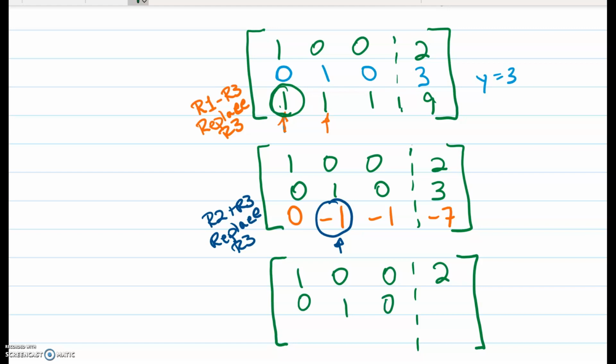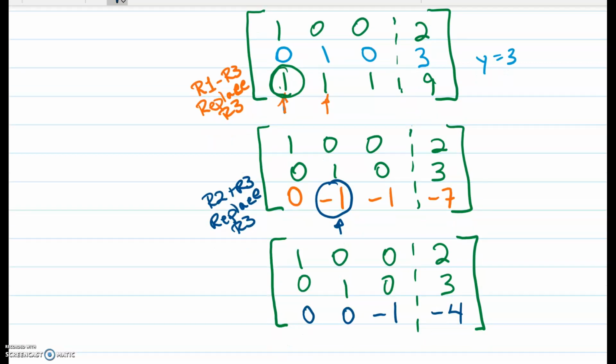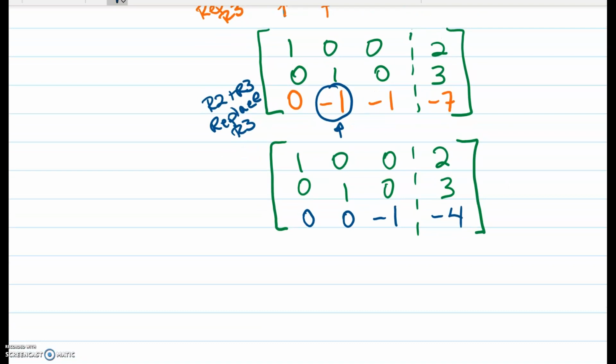These stay the same. And when I add those two together, 0 plus 0 is 0. 1 plus negative 1 is 0. 0 plus negative 1 is negative 1. And 3 plus negative 7 is negative 4. And now we just have one more step. Okay, and that is to divide by negative 1 and replace the third row.